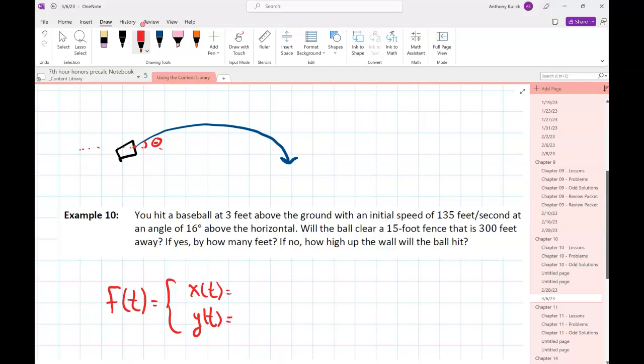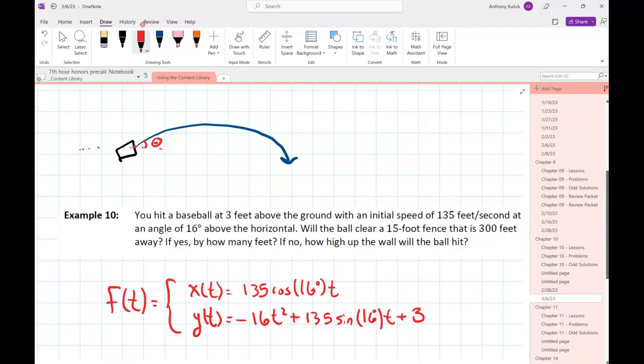My x of t equation is the magnitude of the velocity times cosine theta. So that's 135 cosine 16 degrees t. And then y of t is negative 16t squared plus 135 sine 16t plus the initial height, which is 3.